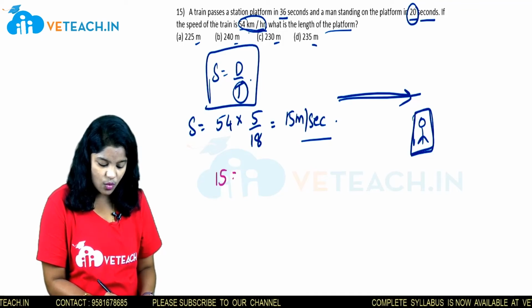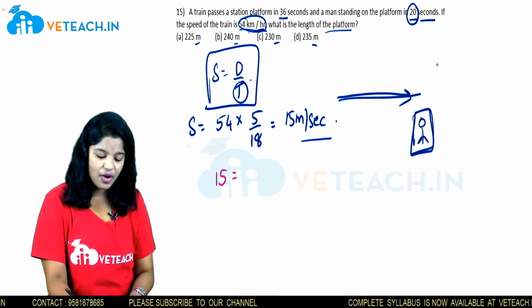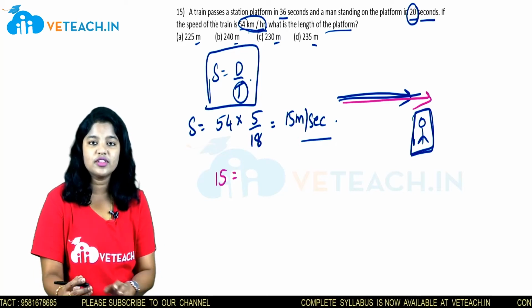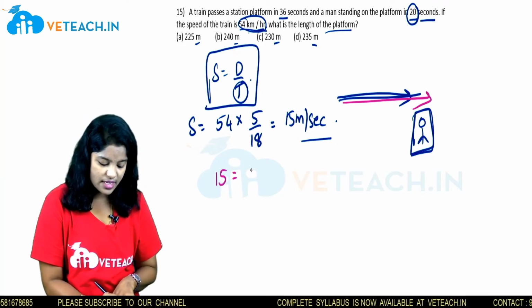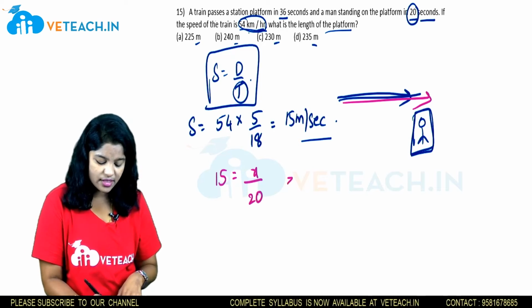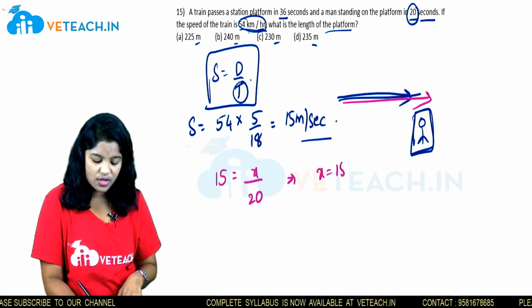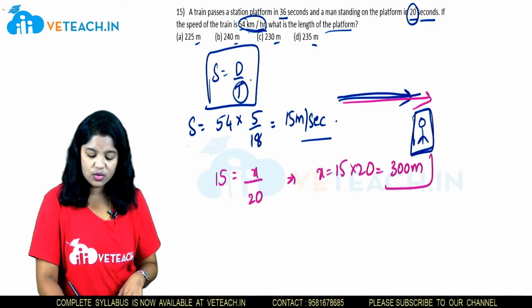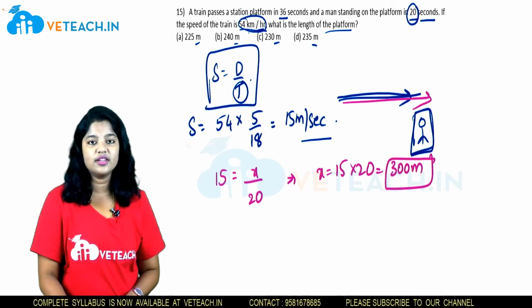So 15 is equal to the distance traveled, which we don't know, because the distance traveled is nothing but the length of the train with respect to the man. So let us treat it as x divided by the total time, which is 20. That gives x equal to 15 into 20, which is 300 meters. So the total length of the train is 300 meters.